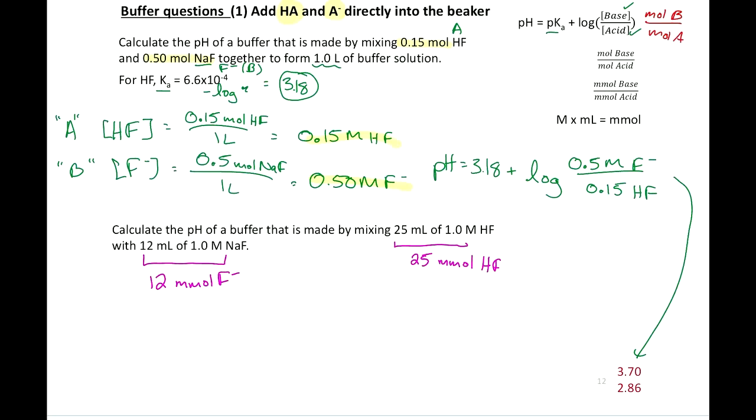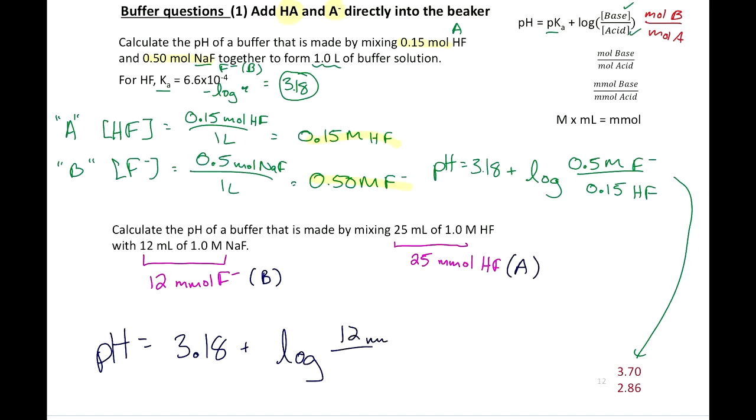Here are our numbers for our Henderson-Hasselbalch. So pH equals the same pKa as before, so 3.18, plus log base over acid. What number is going to go up top, 12 or 25? 12, yep, that's the base. And then HF is the acid. So this is just 12 millimoles of F minus over 25 millimoles of HF. Again, it's not necessary to divide both those numbers by 1,000.